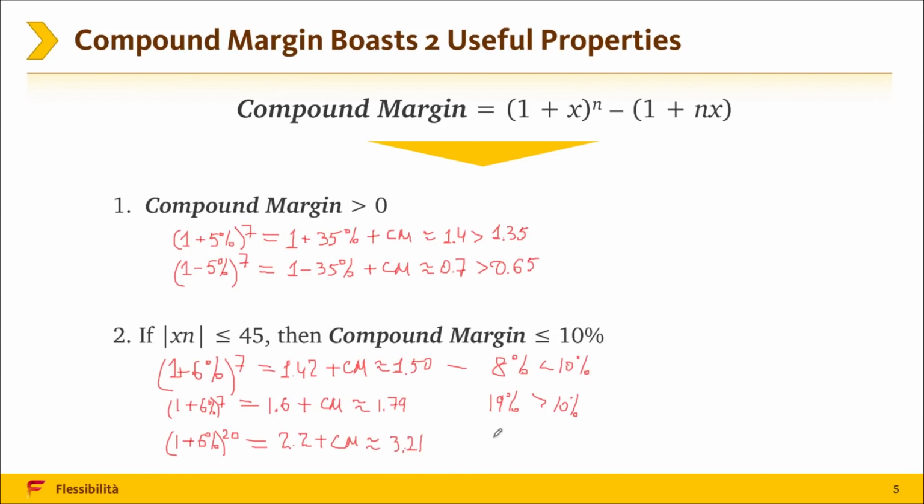So in this case, the compound margin is 101%, which is greater than 10%. Much greater, actually. So we see that when x and n are small, then the compound margin is small. But when x or n together get quite large, compound margin is growing as well. And it can grow to huge numbers way above the simple growth.